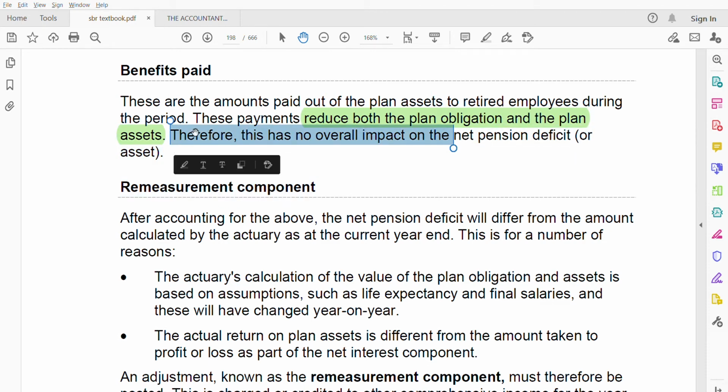No impact on the net pension deficit or asset. It will only reduce the plan obligation and plan assets, that's it, the payments, but no impact on the net pension deficit or asset.